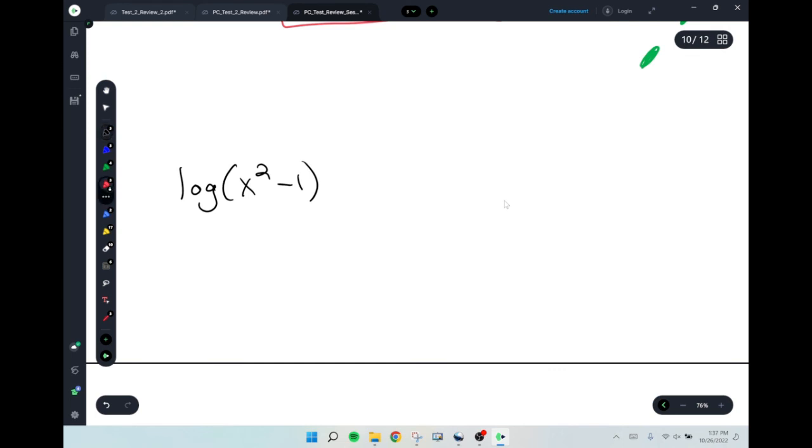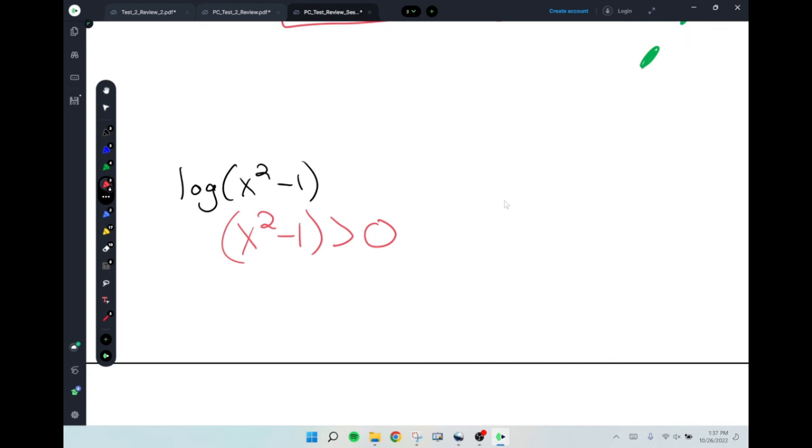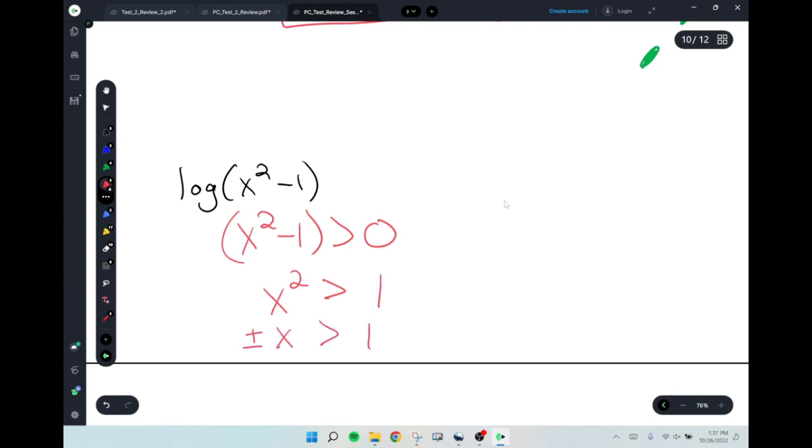So what's the domain of this function? It did change. What do we know about the log? The log better be greater than 0. Not or equal to, because that would kill it, right? You can't have the log of 0. I do know the log of 1 is 0. Then I solve, right? X squared is greater than 1. Plus or minus x is greater than 1. X is greater than 1, and x is less than negative 1.